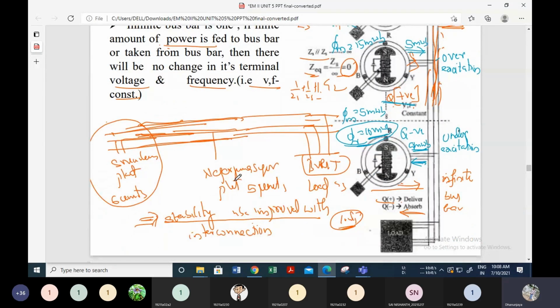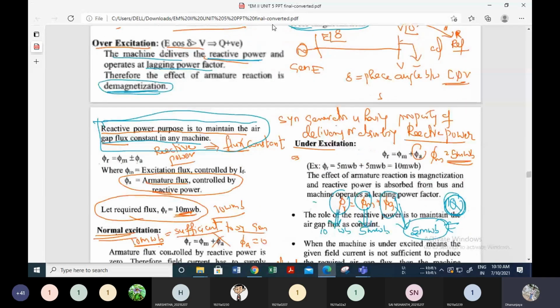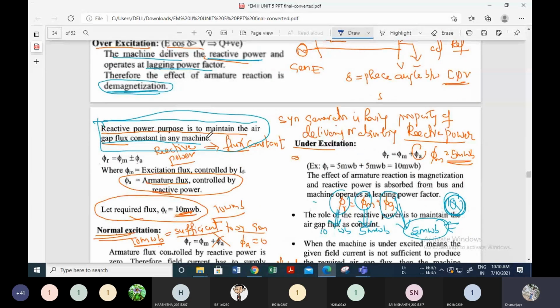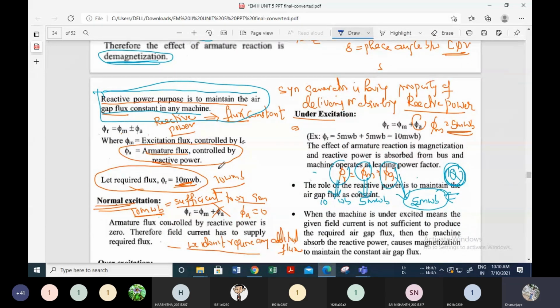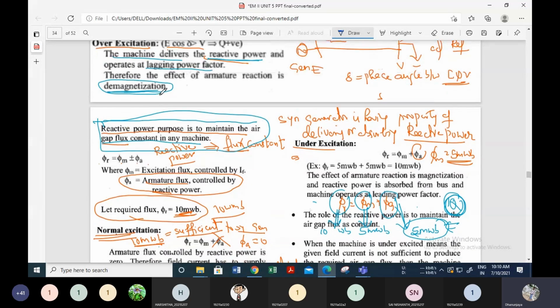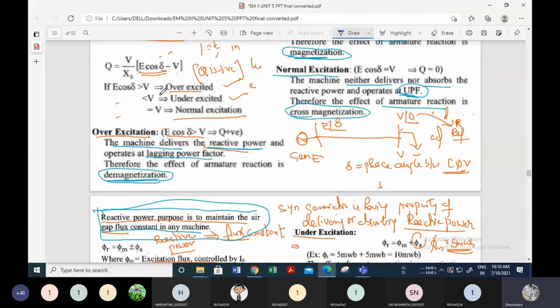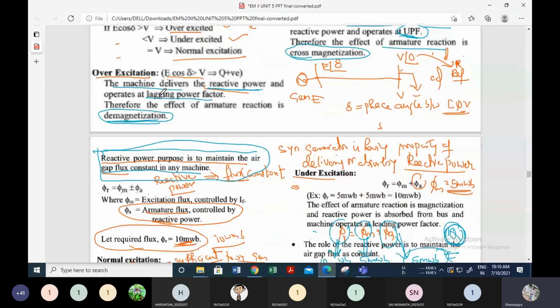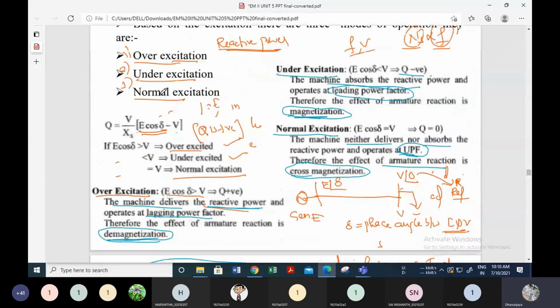And we have discussed that. We need to see that the purpose of reactive power is to maintain the air gap flux constant in any machine. Whatever I have written in the last class remains the same. Here in the synchronous machine, we can either deliver or consume the reactive power. So we can see three cases. This is the reactive power formula: Q equal to V by X into E cos delta minus V.